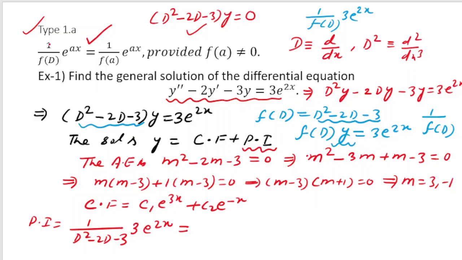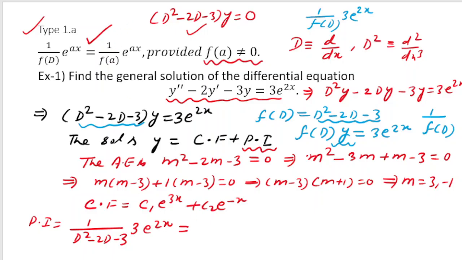So what is this result? This result is telling you that if you operate 1 by fD on e to the power ax, you just have to replace the term D by the coefficient a here. So the function 1 by fD becomes 1 by fa. The only thing that we need to take care of is that fa should not be equal to 0. If this fa becomes 0, then this result will not work. That will be considered a case of failure.